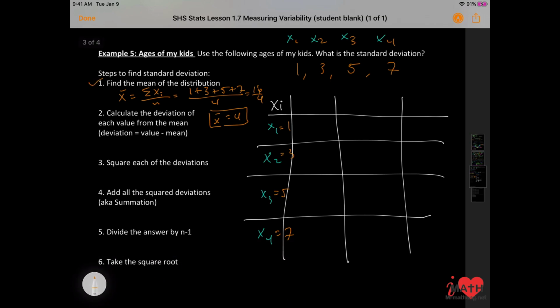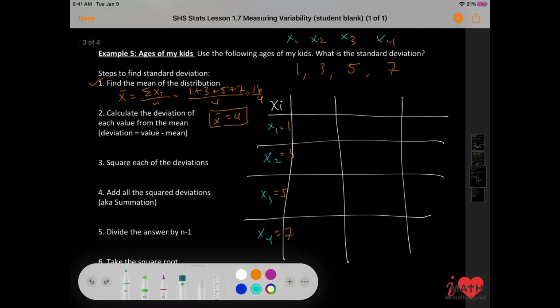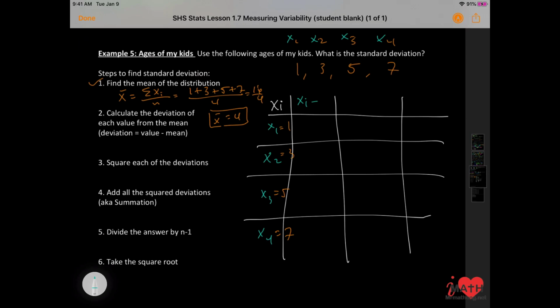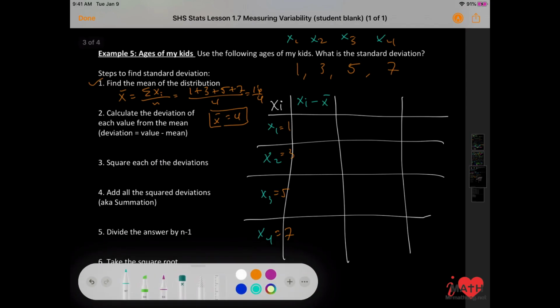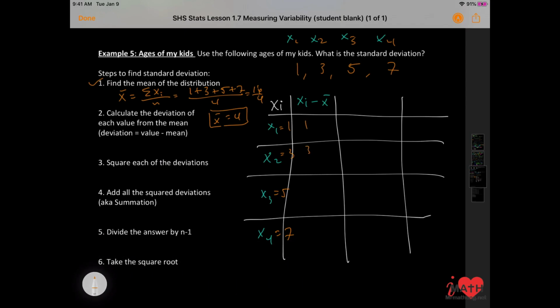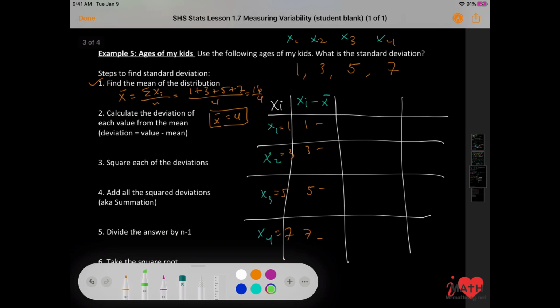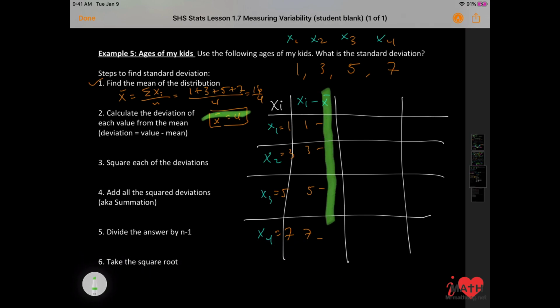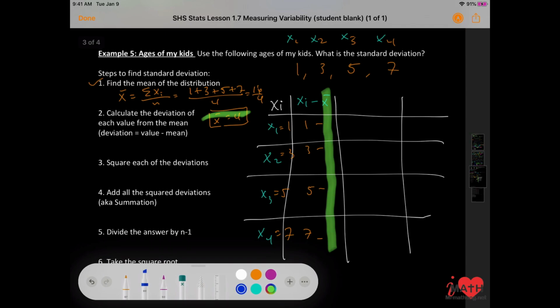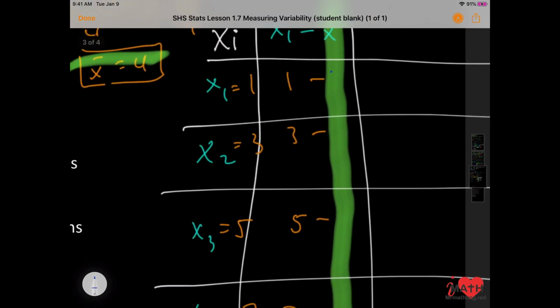So we did this one. Calculate the deviation. What's the deviation? It's the value minus the mean. So it's going to be xi minus the mean. We already have these numbers, 1, 3, 5, and 7, and we're going to subtract the mean from them, which is highlighted here in green. So I'm just going to write that number down the list. It's 4. So that number is going to be 4.